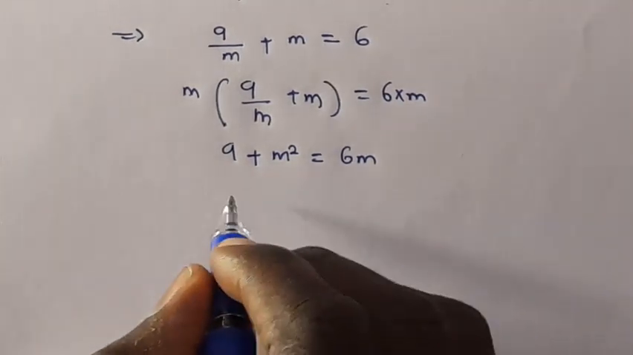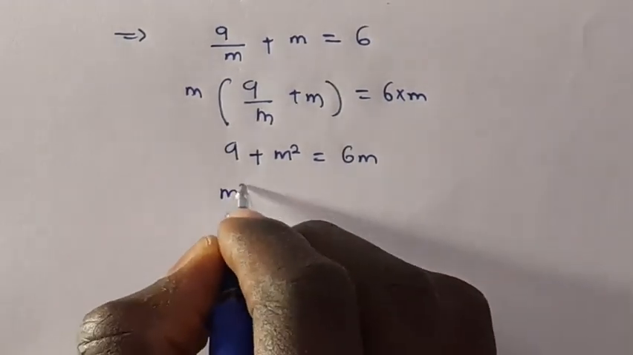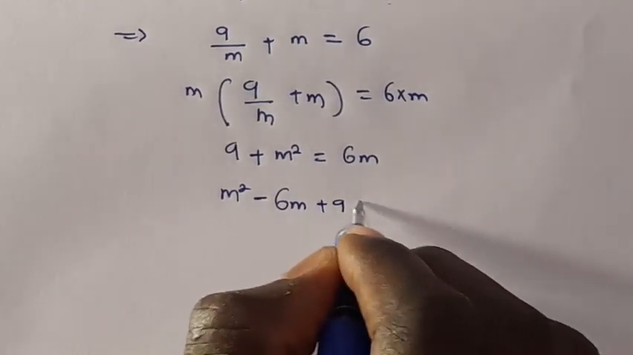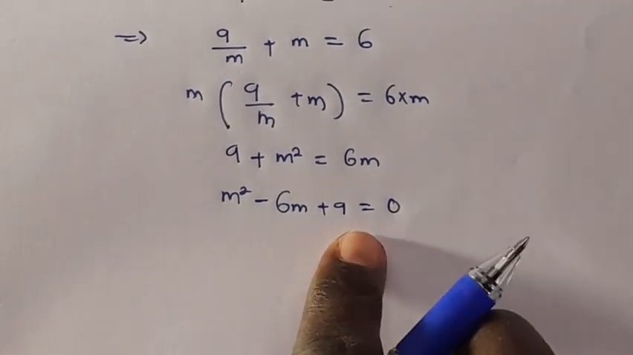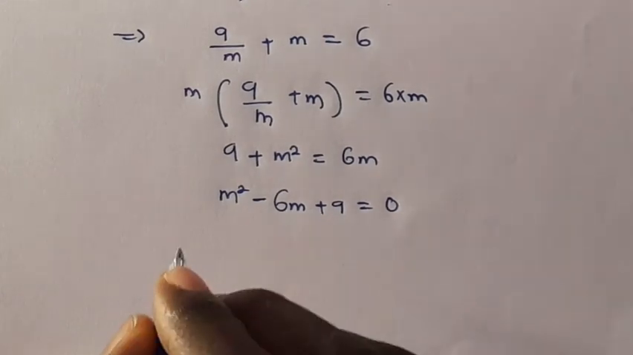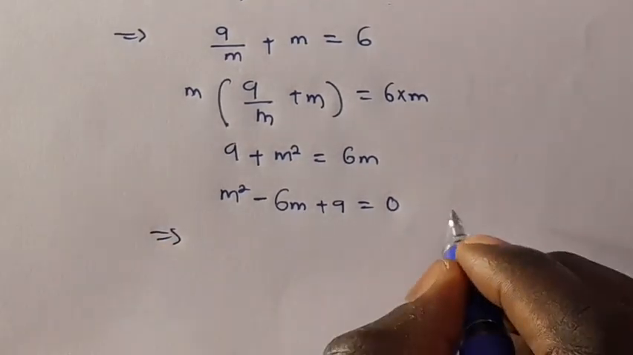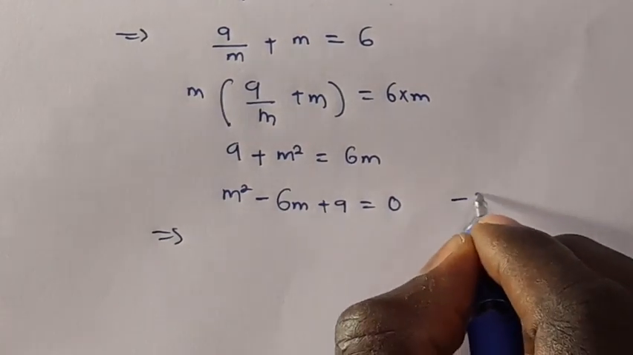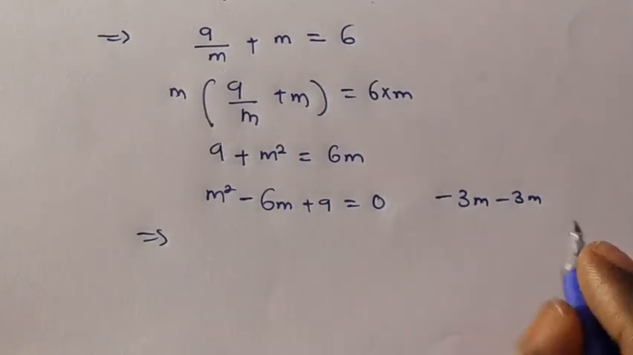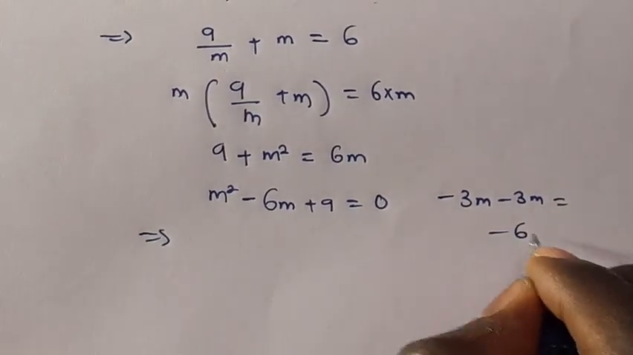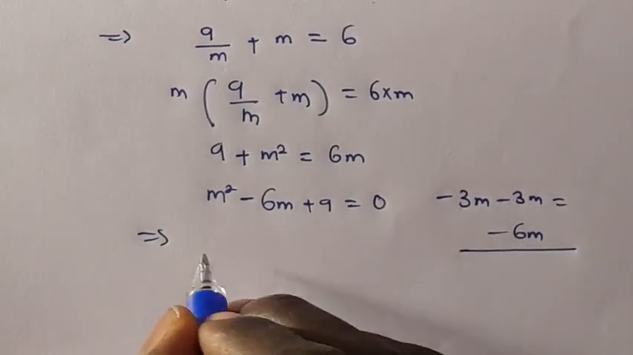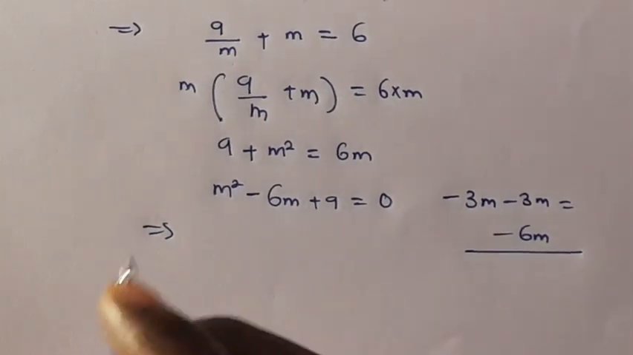Now from here, let's rearrange. We are going to have m squared minus 6m plus 9 equals 0. Guys, this is a quadratic, and we can solve it using the factorization method, which implies that we can split minus 6m into minus 3m and minus 3m.